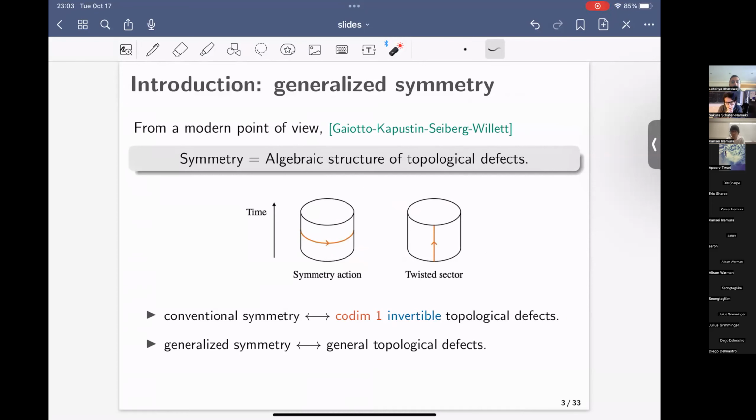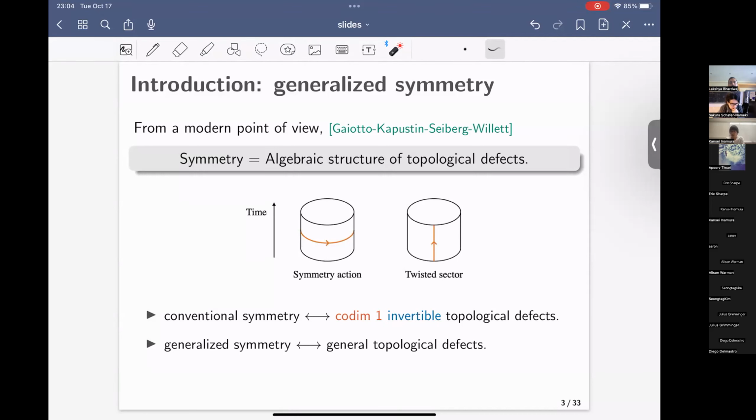So from a modern point of view, the symmetry of a physical system is described by the algebraic structure of topological defects. So this means that if a physical system has some topological defects, then we say that this physical system has some symmetry. And this symmetry is described by the algebraic structure of these defects. So for example, if a physical system has an ordinary symmetry, then the corresponding topological defects are group-like. But here the point is that the topological defects of a physical system may not be group-like in general. And even in that case, we can think of the existence of these defects as the symmetry.